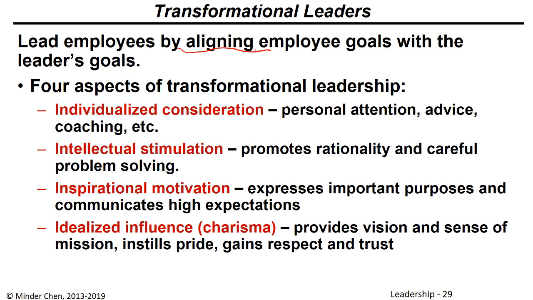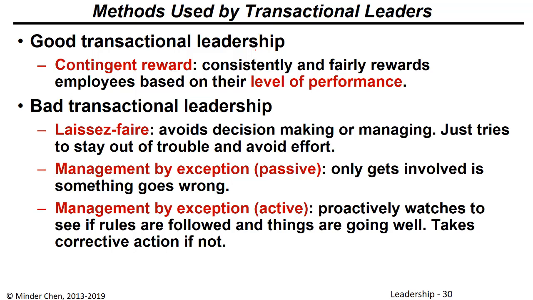And the last aspect is idealized influence, which is really a charismatic leader who provides vision and a sense of mission, and instills pride and gains respect and trust from employees. The method used by transactional leaders is that they will reward people contingent upon their level of performance, and they will reward them fairly according to their performance, which probably has been agreed upon earlier.